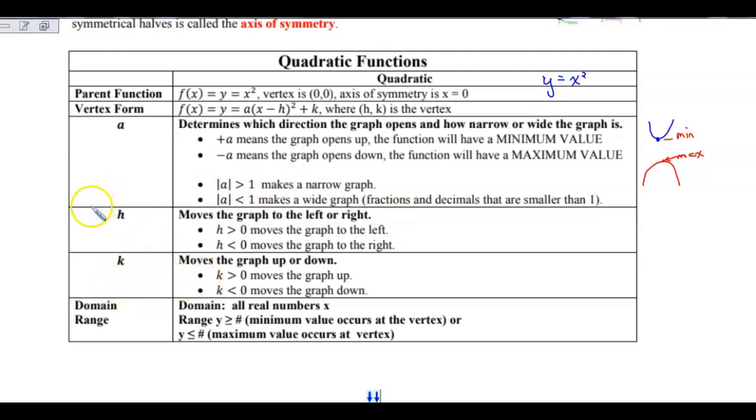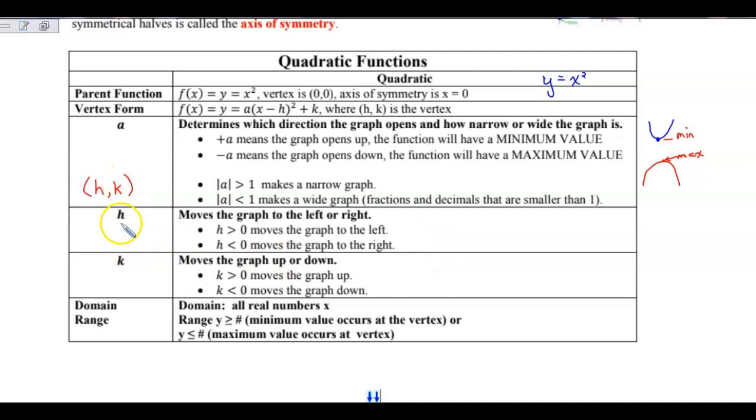Remember, h and k make your vertex, where h is your x and k is your y. So h is telling you if it's moving to the left or to the right. And if it's greater than 0, it's moving to the right, and if it's less than 0, it's moving to the left. And think about that. H, that's your x value. And on the x-axis, if it goes to the right, it's positive, and if it goes to the left, it's negative. So that kind of makes sense.